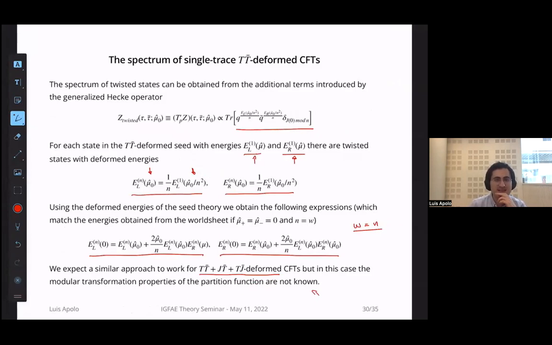But in these cases, it's not obvious if the resummation is possible. Okay, but nevertheless, I think that the spectrum of the worldsheet should correspond to the twisted states in the deformed CFT.